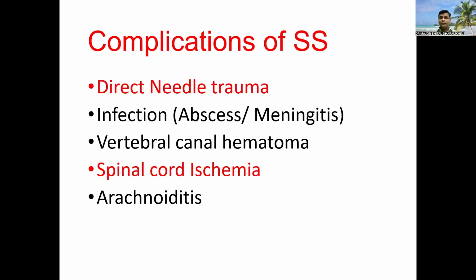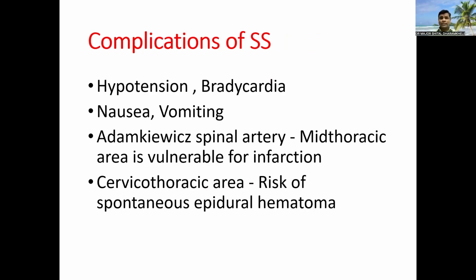Complications are definitely direct needle trauma, infection and abscess if you don't apply aseptic precautions, vertebral canal hematoma, spinal cord ischemia, and arachnoiditis. One main problem with the segmental spinal is that at the thoracic level there is the artery of Adamkiewicz, the spinal artery at the mid-thoracic level. This area is very vulnerable to infarction. But aspiration of CSF and confirmation will prevent injecting the local anesthetic into the artery of Adamkiewicz. So confirmation is important before giving a segmental spinal.